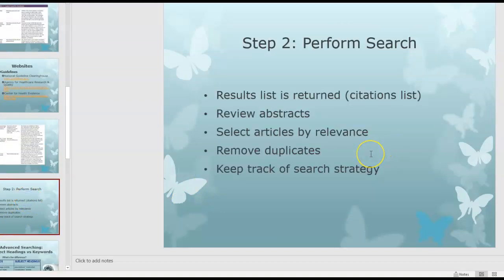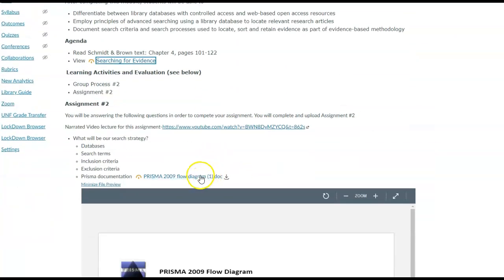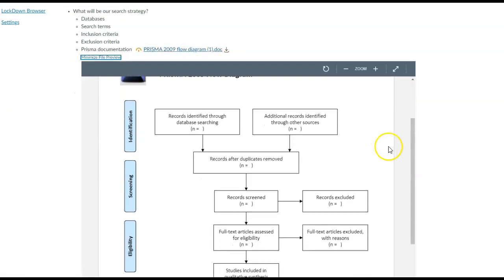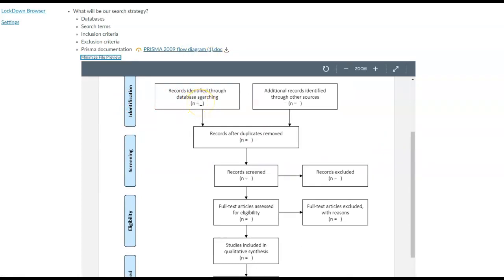You're going to do the search. So you're going to search, and you're going to copy the citation. Review the abstract, select the articles, remove the duplicates, and keep track. So how you do that is you do it with your PRISMA. So let me go down here and show you a PRISMA. On this PRISMA, how you're going to keep track of it is you're going to say, okay, we identified 2,000 here through the databases, but then we went on the internet and just Googled it, and so we got 50 more, so now we've got 2,500. Or whatever I said. Then you're going to remove the duplicates.